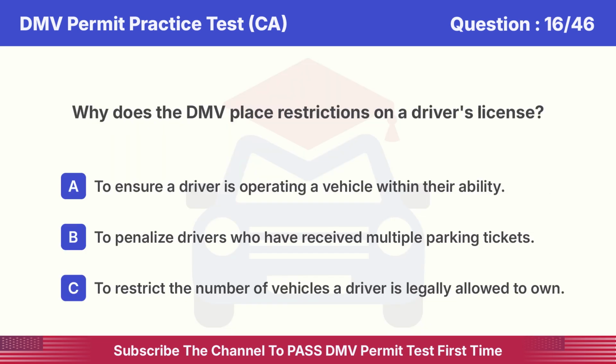Question 16. Why does the DMV place restrictions on a driver's license? Option A. To ensure a driver is operating a vehicle within their ability. B. To penalize drivers who have received multiple parking tickets. C. To restrict the number of vehicles a driver is legally allowed to own.